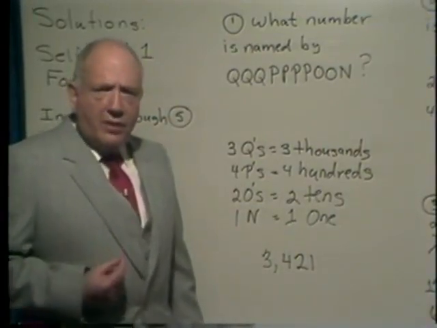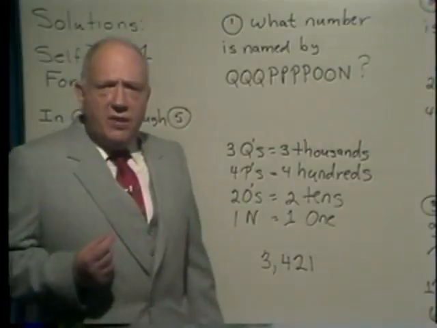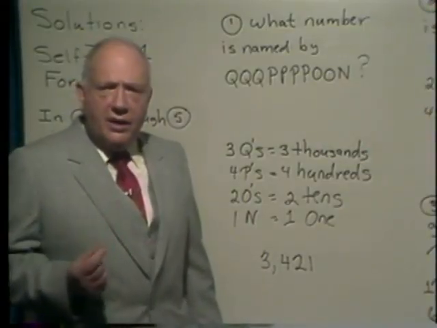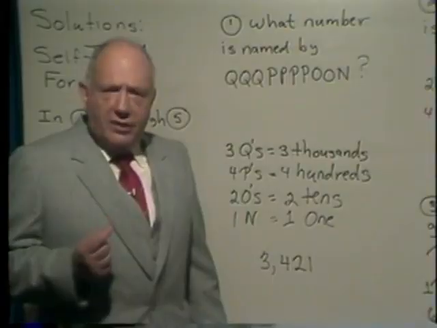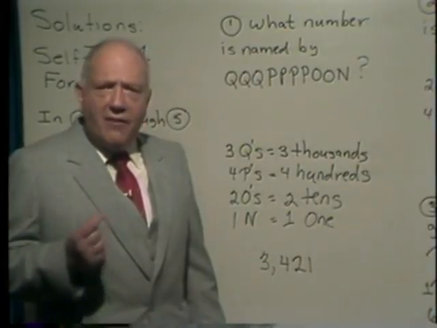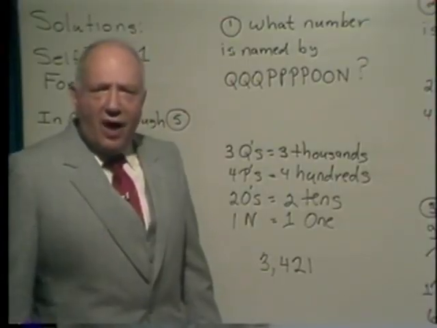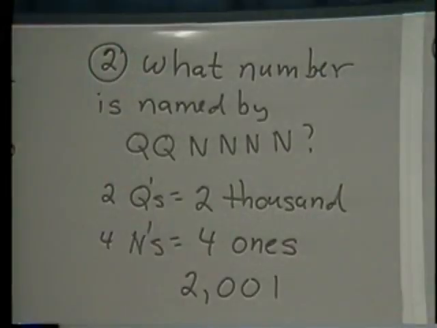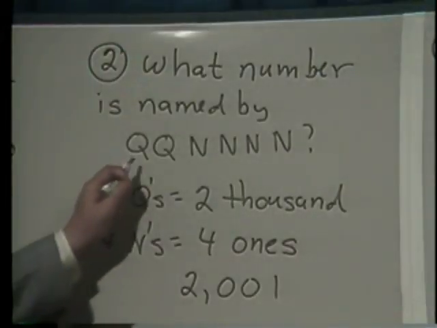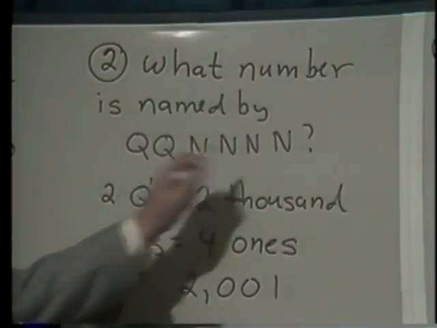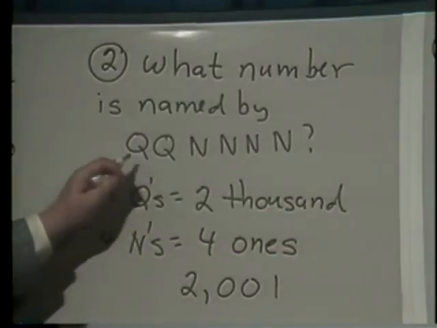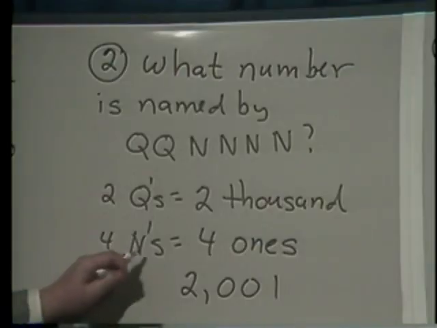The next problem I want to do with you shows you the difference between when you need a placeholder and when you don't. In other words, as long as the nouns are visible, the absence of the noun tells you you have none of that denomination. Problem number 2 says, what number is named by Q, Q, N, N, N, N? Well, that's just another way of saying what? We have 2 Q's and 4 N's.